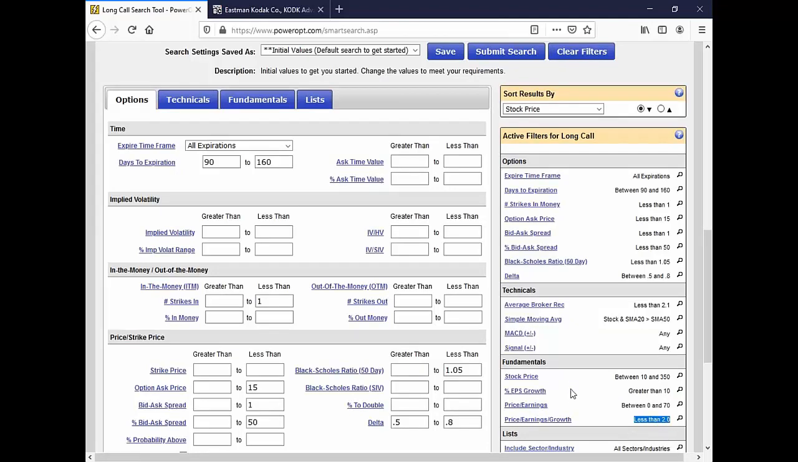A combination of those, Vin, with what's shown in the naked put and what's shown in some of these long calls is what I most likely would use to consider buying a stock.